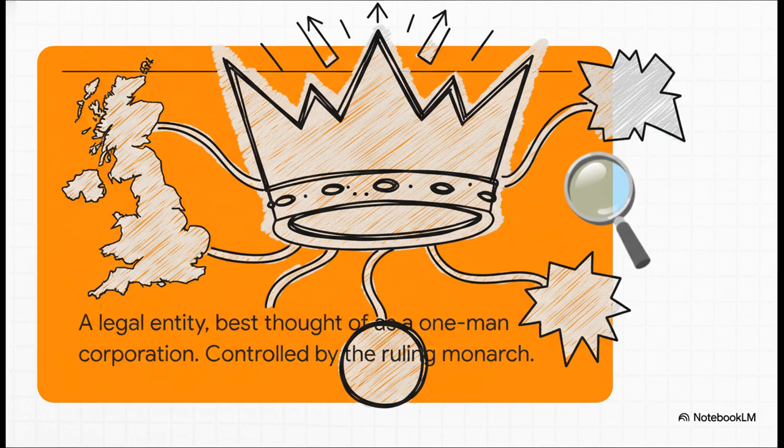And no, we're not talking about the sparkly hat in the Tower of London. The crown is actually a legal concept. It's like a corporation that is embodied by the monarch. It's the legal thread that connects a whole network of places all around the world to the British monarchy.